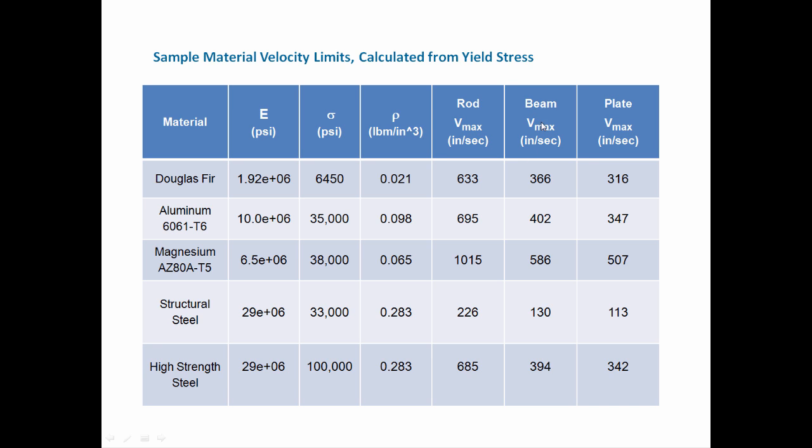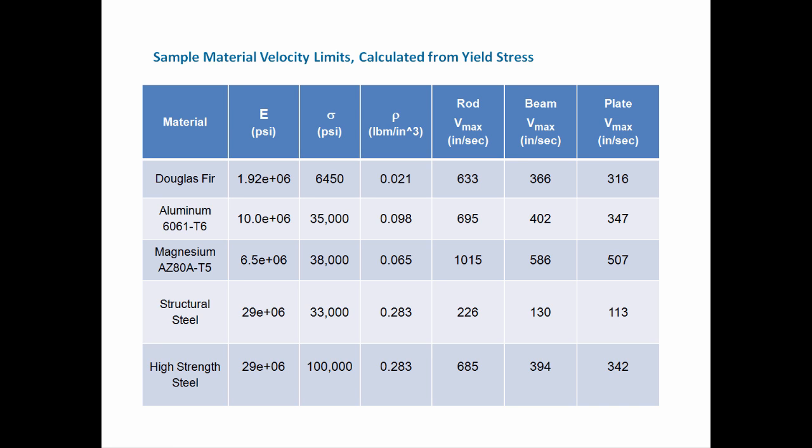So for a beam that's aluminum alloy, 6061-T6, the velocity threshold for yielding is about 402 inches per second. That's kind of interesting, and I think the example we just did for our cantilever beam was about 100 to 110 inches per second. So we were well within the yield limit for aluminum in a beam configuration. Then you can see these other materials as well. Structural steel for beam and then plate. Let's go to structural steel and plate.